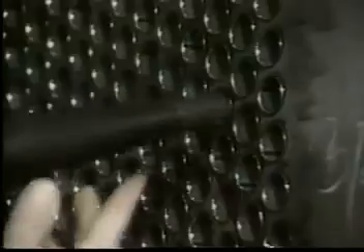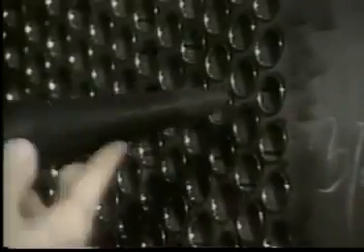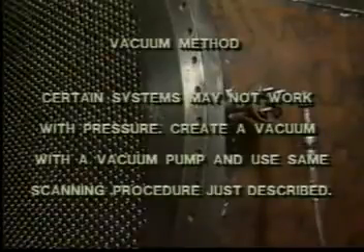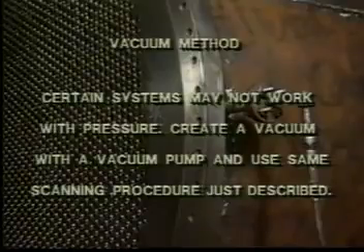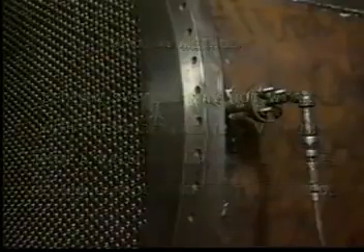Once the general area of the leak has been found, insert the rubber focusing probe and compare the sounds to neighboring tubes. A leaking tube will produce a louder sound. Test both ends of the heat exchanger. There are certain systems which may not work with pressure. In this case, create a vacuum with a vacuum pump and use the same scanning procedure we've just described.